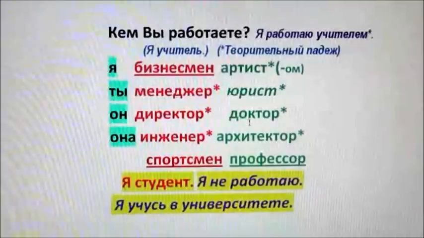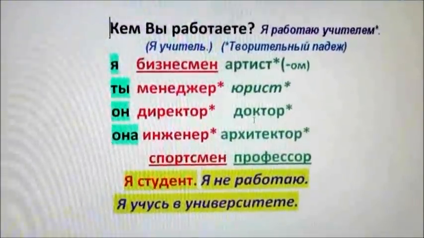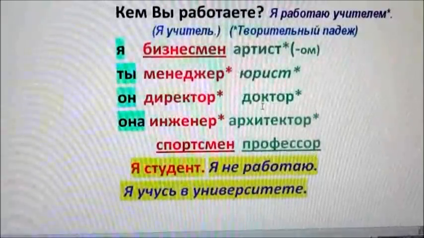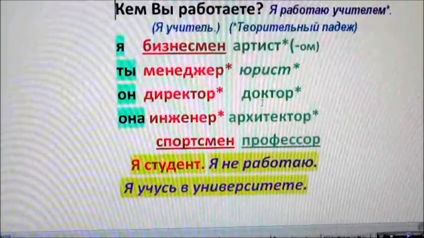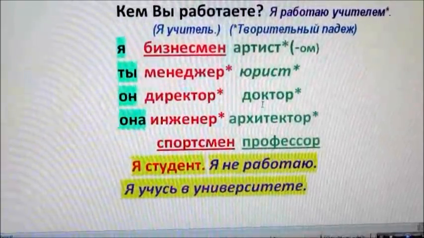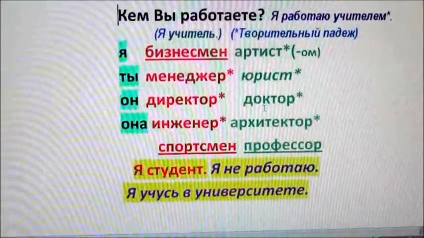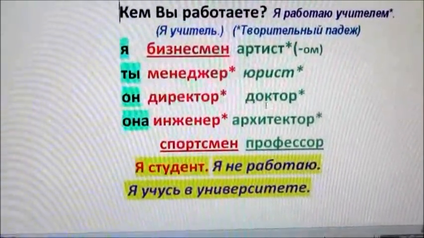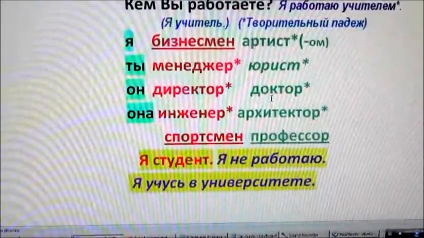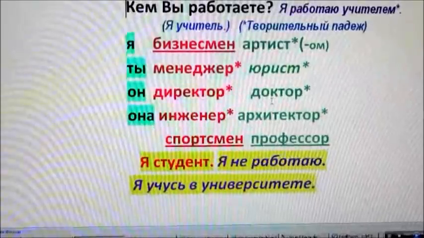Some things in Russian grammar are really easy. Some things are a little bit more difficult, but some are very easy. One of them is negation. Negation is totally very easy. Я не работаю. I don't work. Я студент. I am a student. Я учусь в университете. I study at a university.